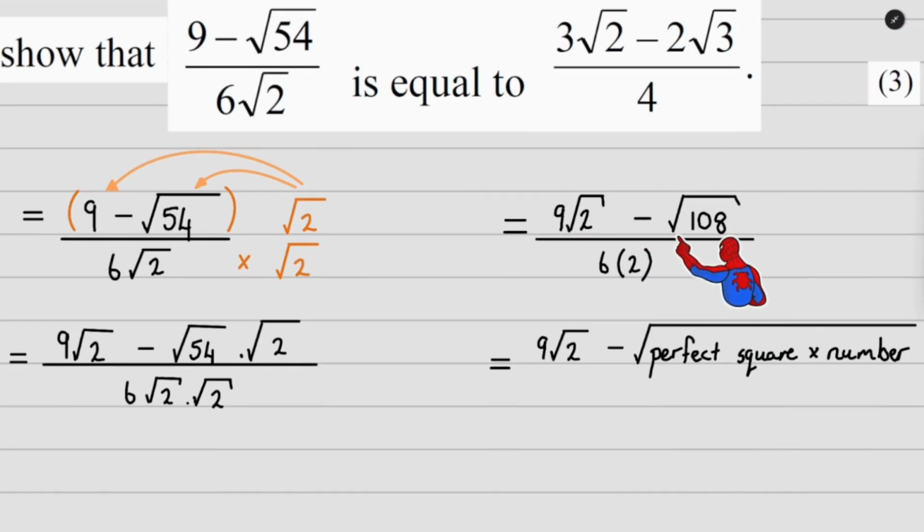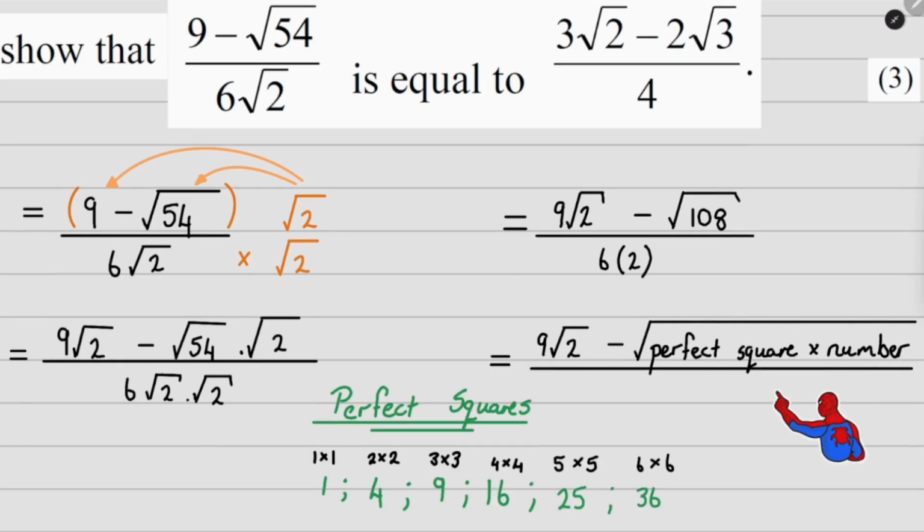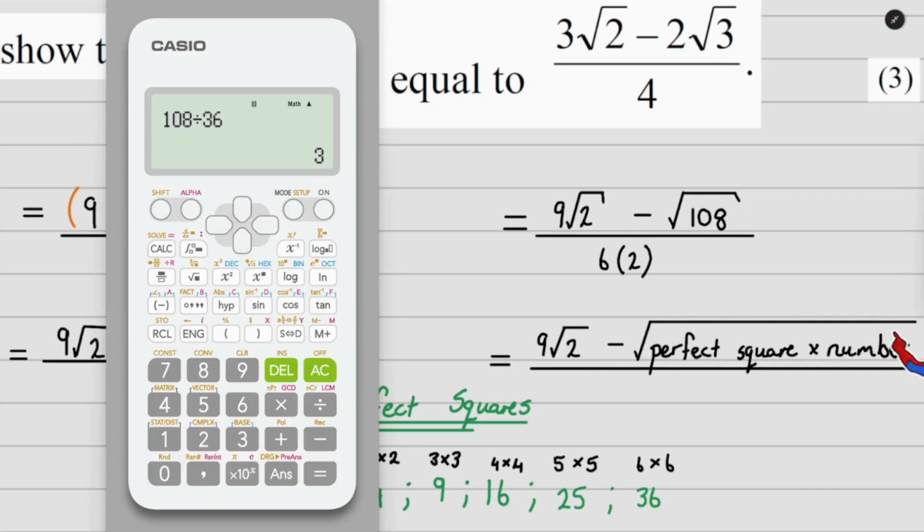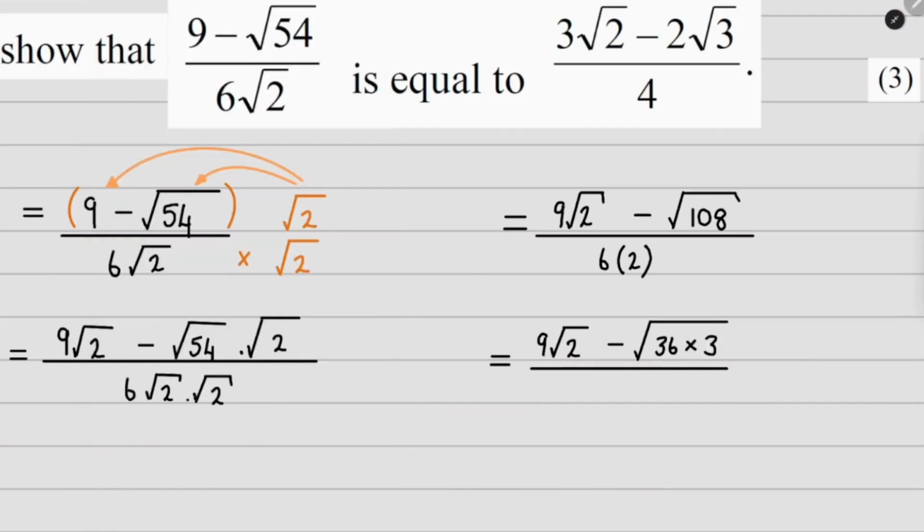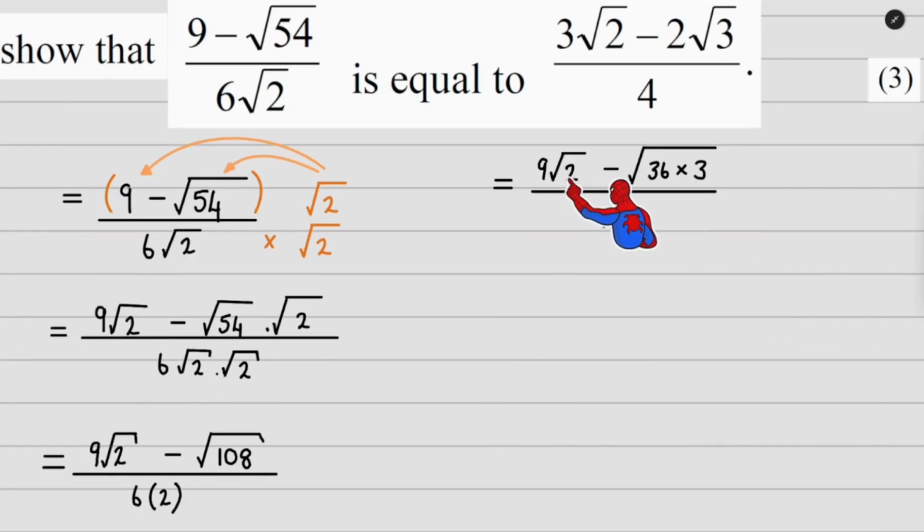And then to simplify this root 108, I want to find the biggest perfect square that can fit inside of that. So let's have a look at our perfect squares. Okay, so if I analyze my perfect squares, I think the biggest one that can fit in is 36. Let's quickly just double check that. Alright, we're good, it fits in 3 times. So I can say 36 times 3. And at the bottom, 6 times 2 will give me 12. Okay, and then these two guys can just chill because I've simplified them all the way.